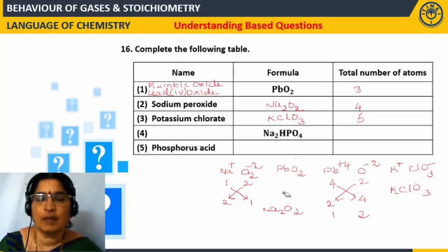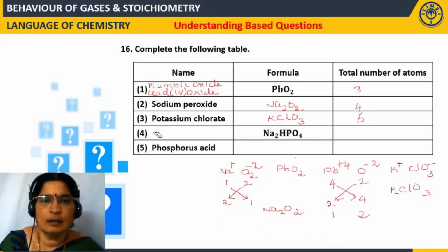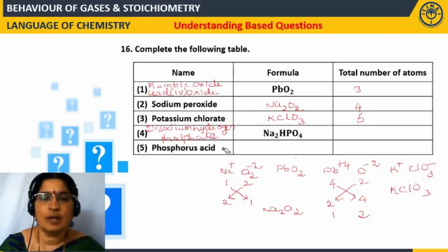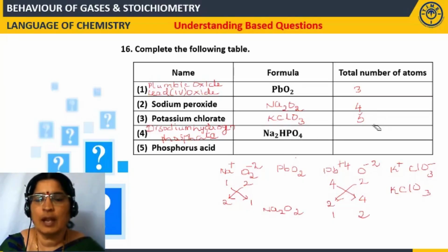Then coming to Na2HPO4, formula is given. So you have 2 sodiums. So you can write it as disodium hydrogen phosphate. Disodium hydrogen phosphate or biphosphate. Disodium biphosphate. Then phosphorus acid. Total number of atoms 2 plus 1 3, 3 plus 1 4, 4 plus 4 8.